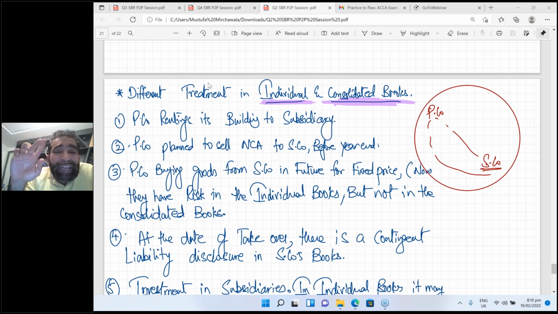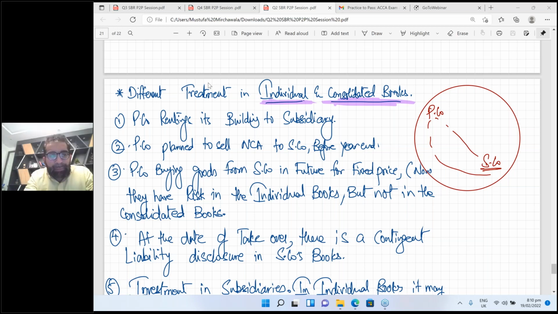So in the individual books of me and my brother, separate books, there is a risk. Yes, one of us will win and one of us will lose. But if you see both of us as a family, then there is no risk. Why? One brother will win and another brother will lose, so the net effect will be zero. Same is the case here. Family books means consolidated books.